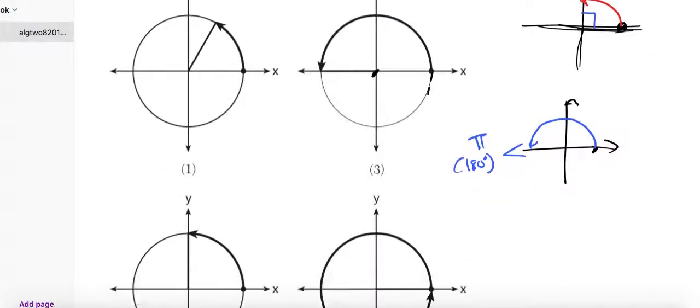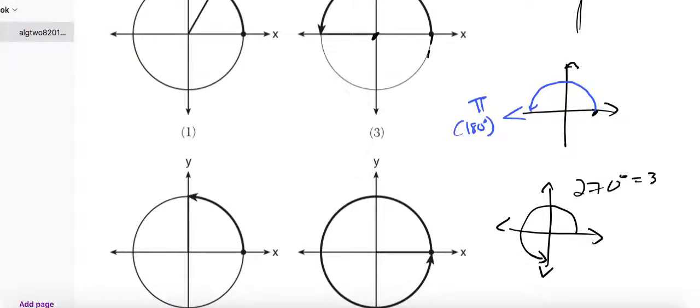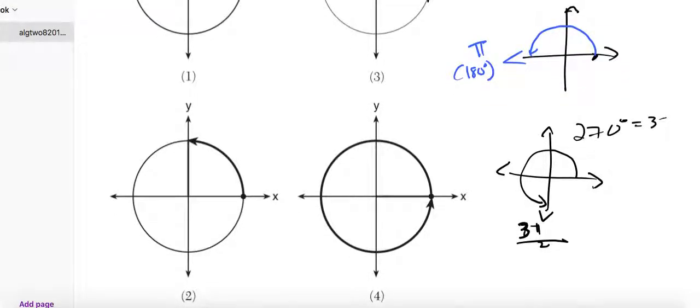Okay? If I go all the way up to here, that's going to be 270 degrees because it's like 3 right angles. And that's also equal to 3 pi over 2 radians. Actually, I should be writing that right here. So 3 pi over 2. That's a mess. Let me try that again. Or 270 degrees.